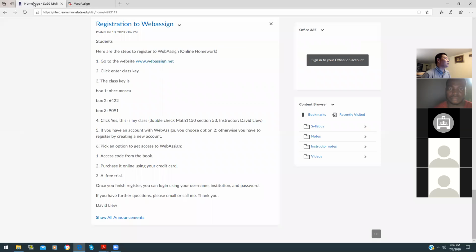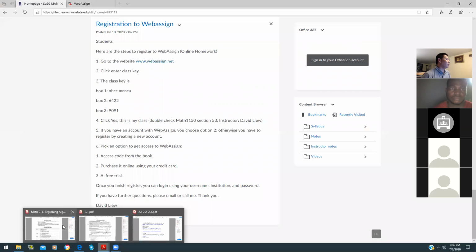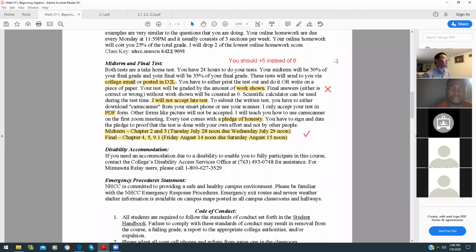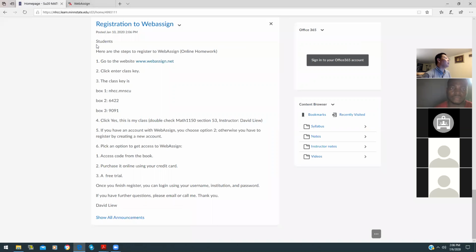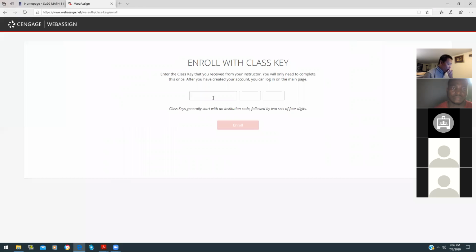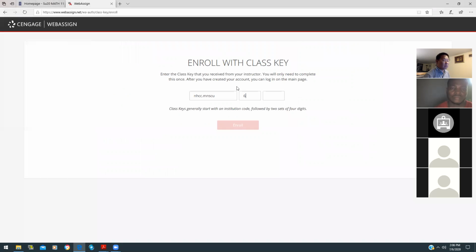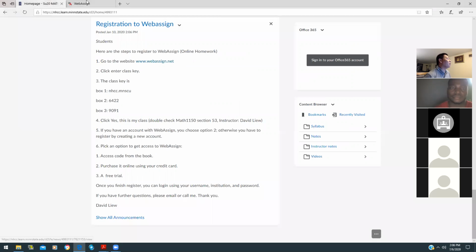It's in the syllabus, which is this one. If you look at the syllabus, it's over here. The first part goes in the first box: nhcc.mansq is the first box. And then the second box is 6422. And then the third box is 9091.